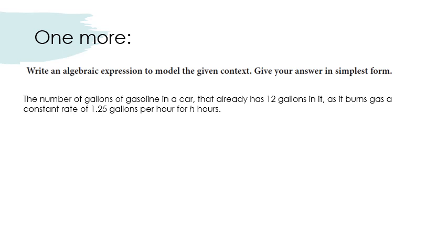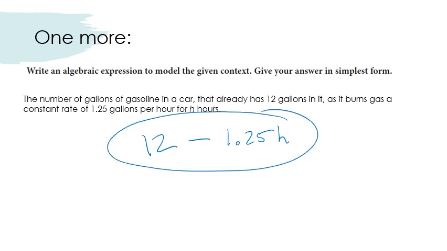All right, so we're starting off in the car. We've got a total of 12 gallons. But we're burning gas, so we're taking away from the amount of gas in the car. And at what rate are we taking away the gas? Well, it is reducing 1.25 gallons per hour, but we want to know how much gas there will be after H hours. There's our expression.